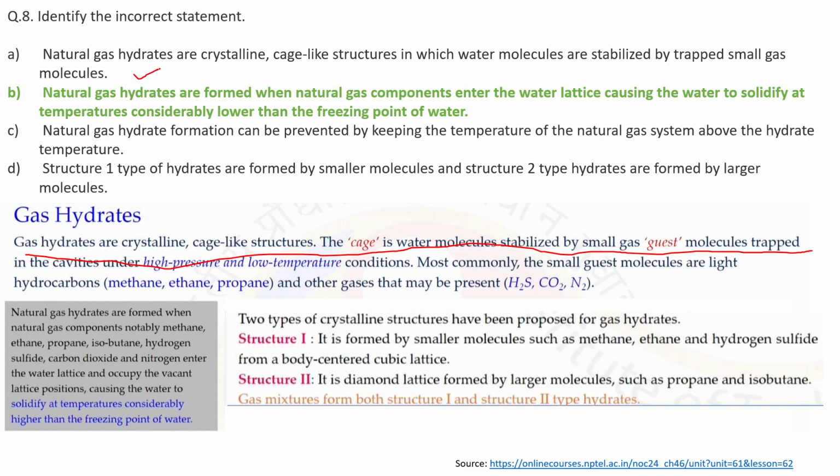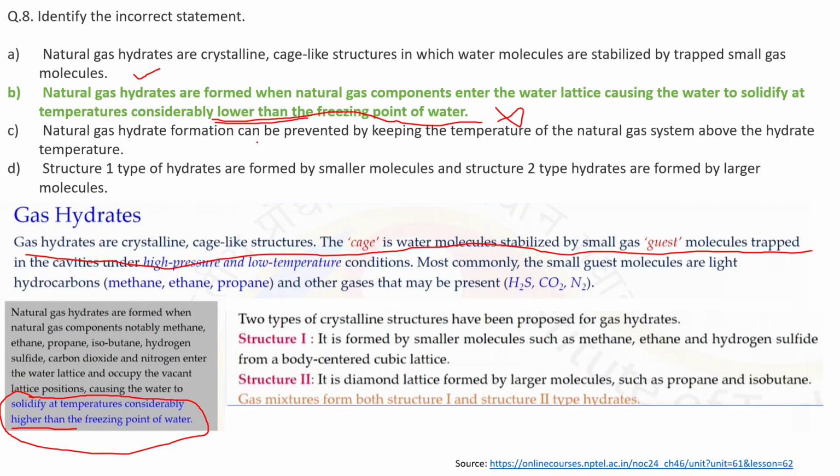Option 2 says that natural gas hydrates are formed when natural gas components enter the water lattice, causing the water to solidify at temperatures considerably lower than the freezing point of water. Here you can see it has been highlighted that it solidifies at temperatures considerably higher than the freezing point of water. But in the option they are saying lower than the freezing point. So that is not correct. So option B is the incorrect one. Let's see options C and D also.